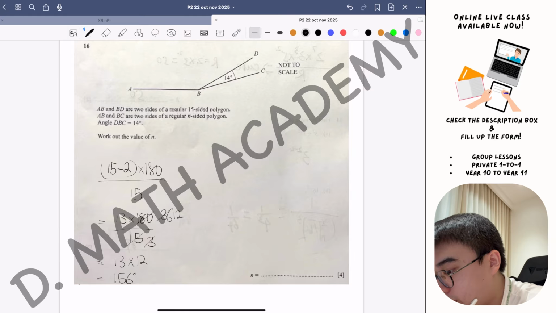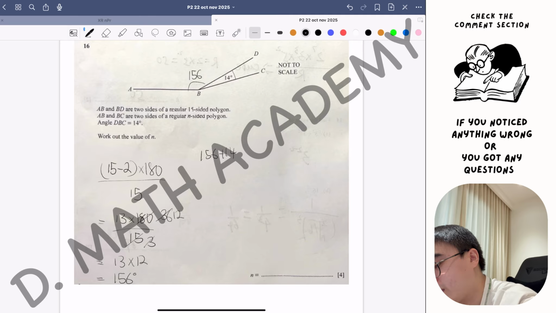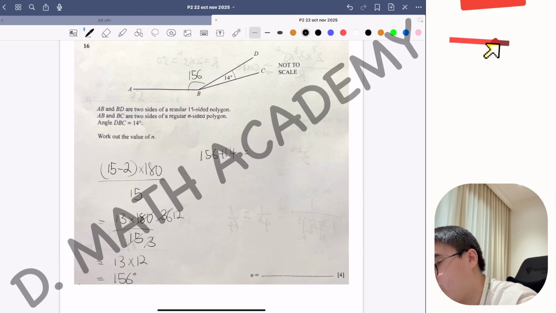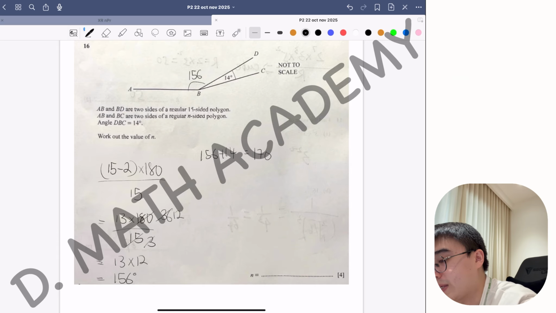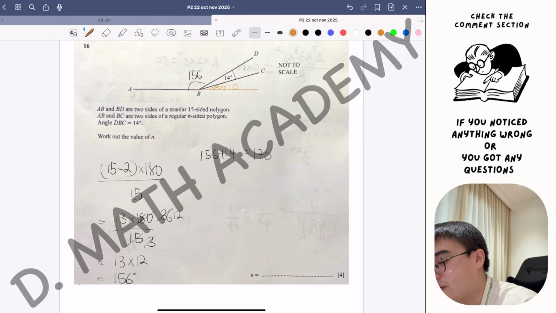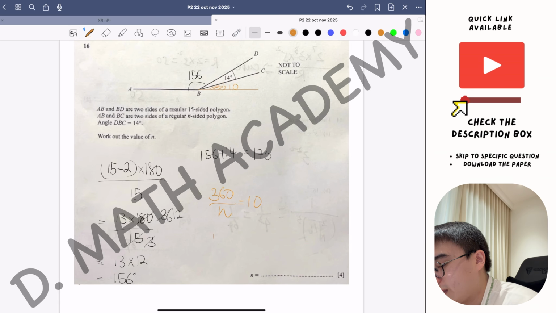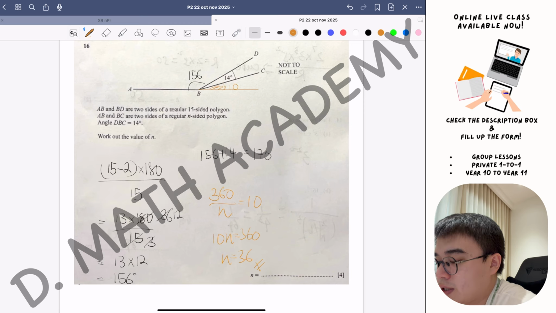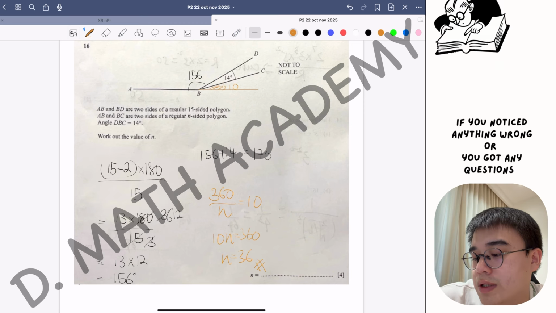156 degrees. So from 156 plus 14, you already know that it is a total of 170, which means its exterior angle here will just be 10. So with the exterior angle formula, 360 over n equals 10. 10n equals 360, and n will just be 36. So I use both of the formulas here. One is interior angle, one is exterior angle.